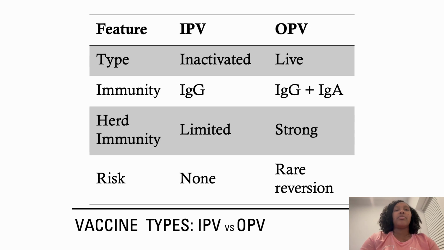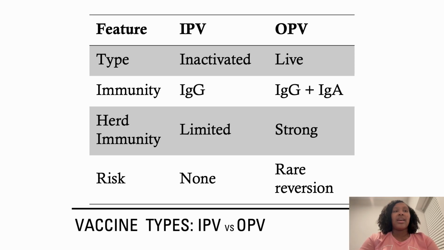IPV and OPV both provide immunoglobulin G immunity, which is systemic immunity, and OPV also provides immunoglobulin A immunity, which is mucosal immunity in the stomach. The herd immunity of IPV is limited, meaning a significant portion of the population is immune, which reduces spread but does not entirely stop it. High-risk groups can still become infected.